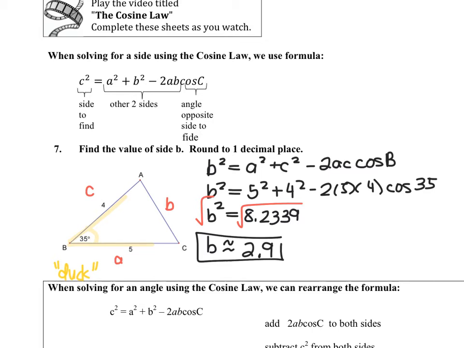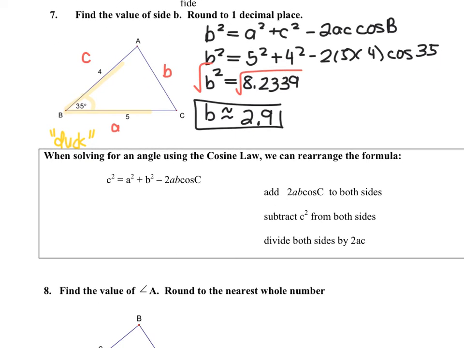So cosine law to solve for a side should be super quick, and it's a pretty straightforward, easy formula to use, hopefully. Now if we want to try to solve for an angle, we need to rearrange our formula to isolate for cos C, because the minute you isolate for cos C, you're just going to take the cos inverse of the other side, and then you have your angle. So we're going to rearrange our formula.